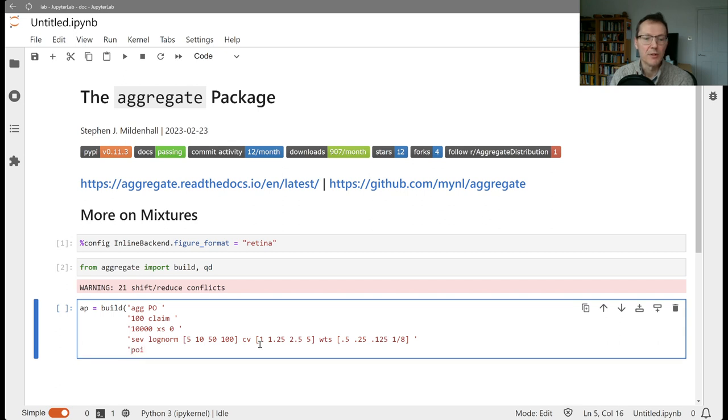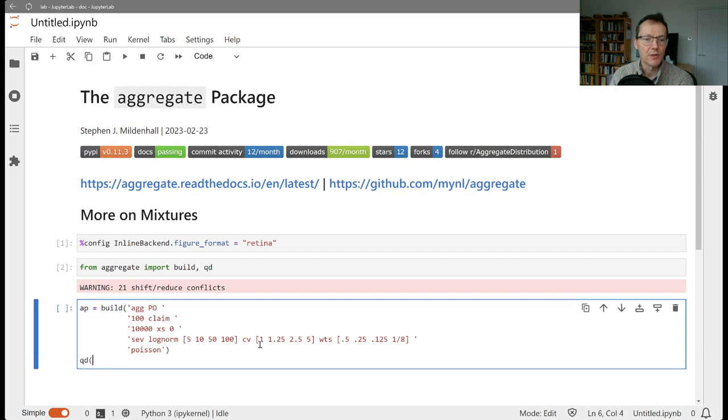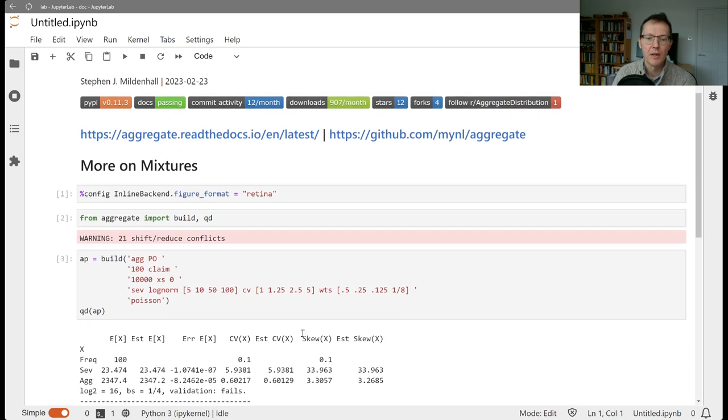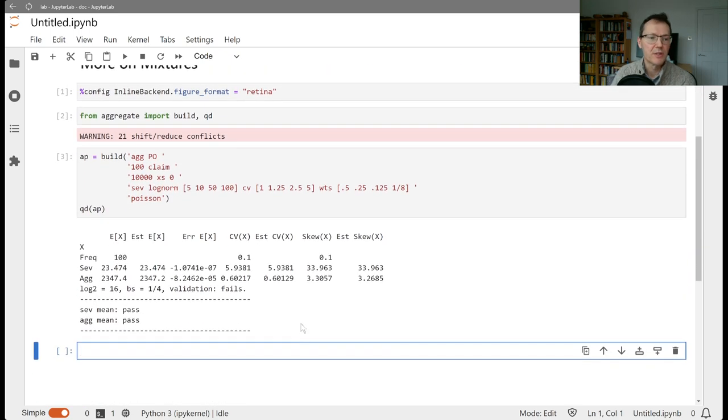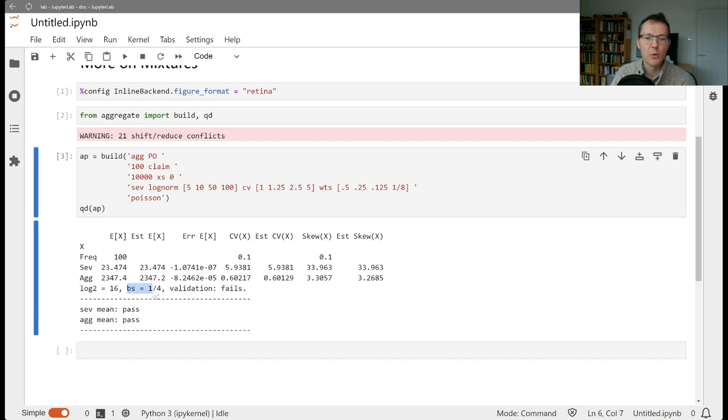Okay, so I want this to be a Poisson distribution. Okay, and then let's just run that and do the diagnostics on it. And okay, so what do we see here? We see it's computing with bucket size 1/4. The validation looks pretty good. We're getting, you know, 10 to the minus 7, 10 to the minus 5 error on the severity in aggregate.